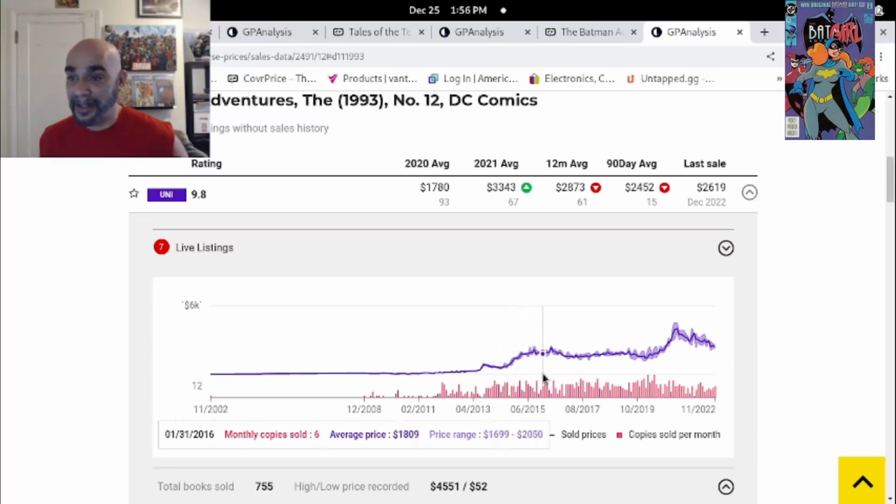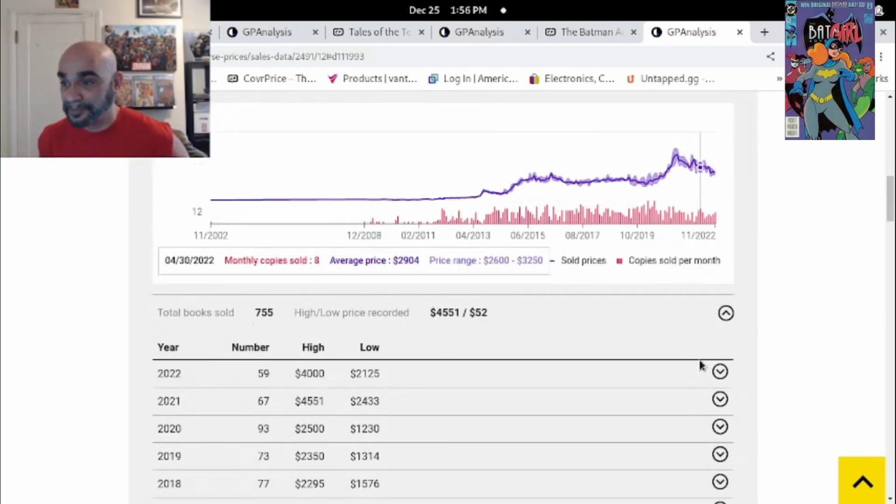You see, it's $1,800, and honestly, this is where I think the low of the book is, $1,800. I think other than that, you're never going to find it like right here. See, 2,000, 2,000, 1,900, 1,800, and then it bounced all the way up here to 3,000, 4,000 back in the comic boom. And now it's starting to price correct. And I honestly think this book has a lot more price correcting to do.